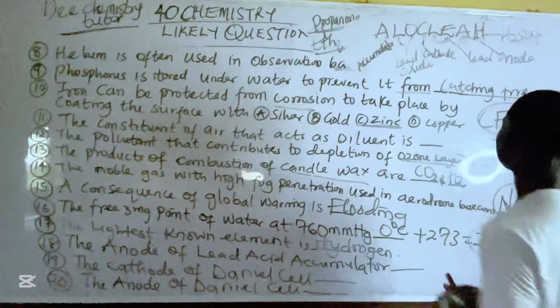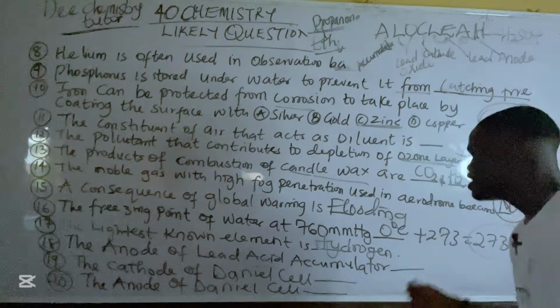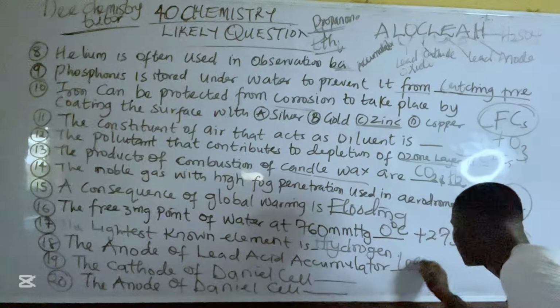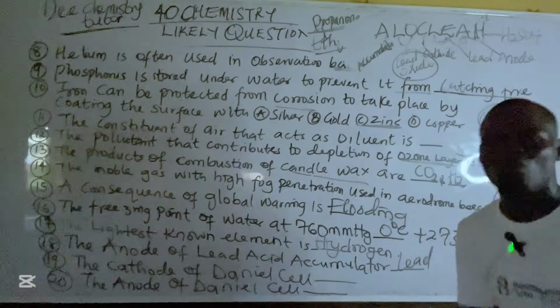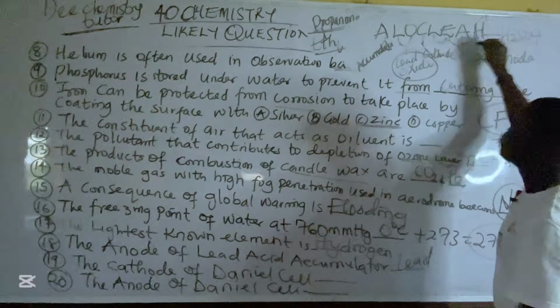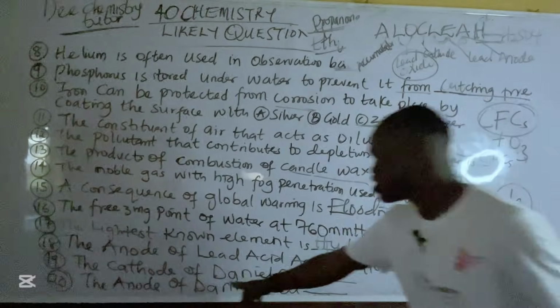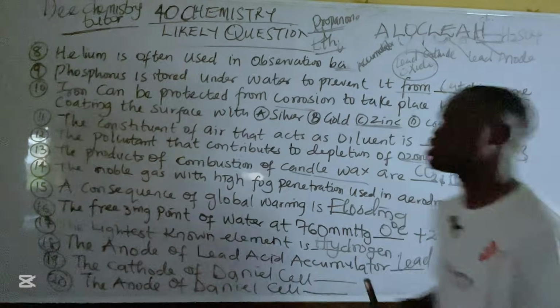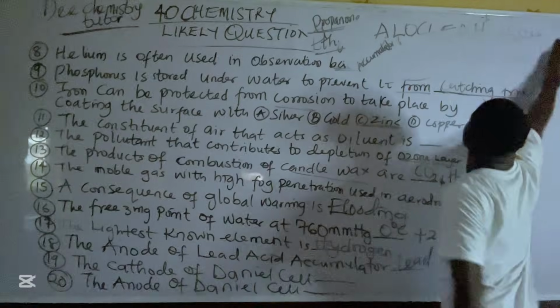Okay, now, just like I said, that means the answer to this question, the anode of lead acid accumulator, is lead. If I now ask you what is the cathode, it is lead oxide. What is the electrolyte? It is H2SO4. Now, the cathode of Daniel cell and the anode of Daniel cell, you must know that. How do you know that? Let me show you too.